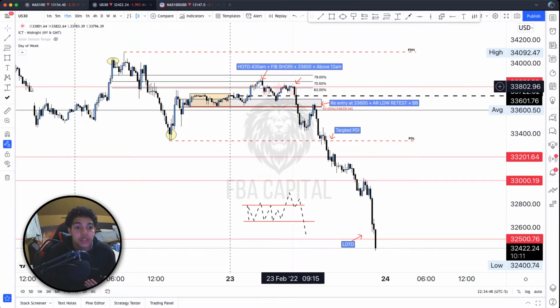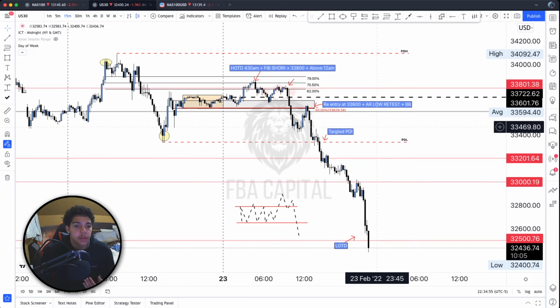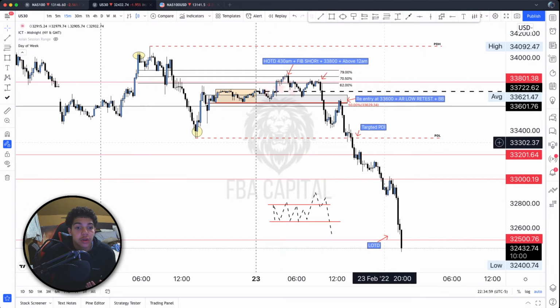So even if you miss this move here at around 12:15, 12:30, you could have been looking to ideally catch a full expansion after that. But nonetheless, this is the overall daily range case study on US30.